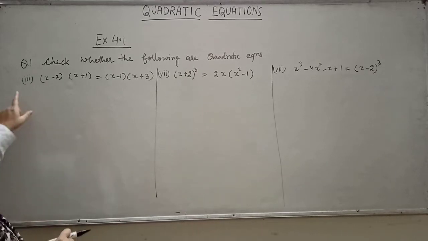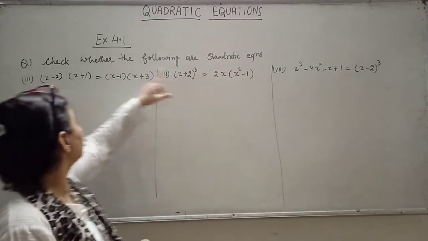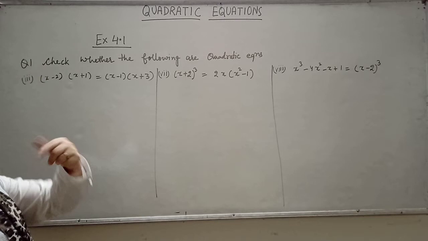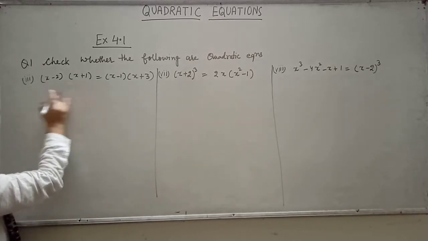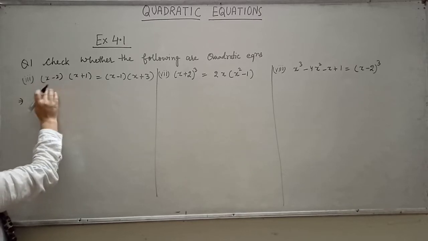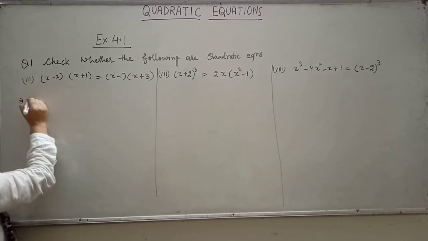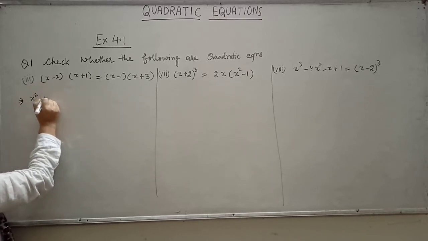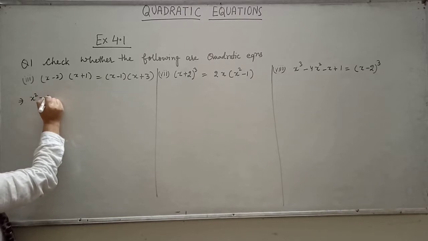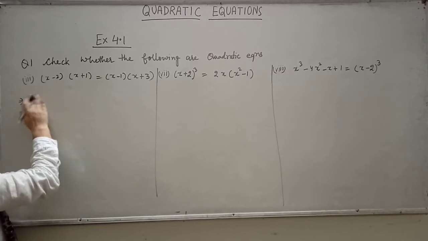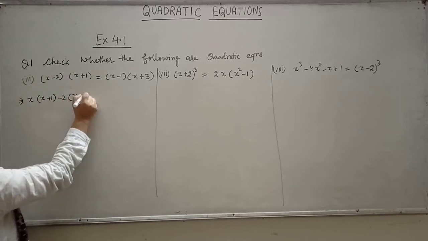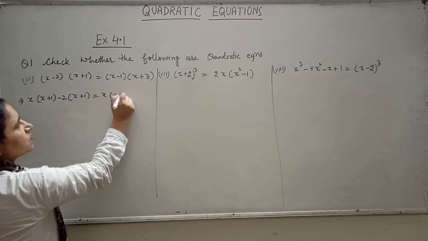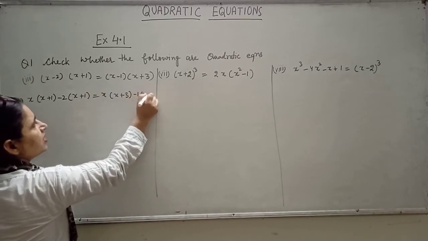Now students, I have written the 3rd, 7th and 8th part of this question number 1. Remaining parts you are to try yourself. On the left side you are to multiply these two. Let us show it step by step. x will be multiplied with x plus 1, minus 2 will be multiplied with x plus 1, then x will be multiplied with x plus 3 and minus 1 is multiplied with x plus 3.